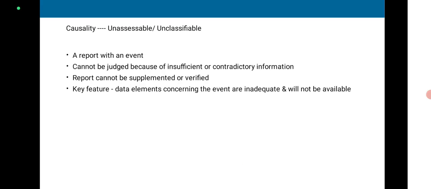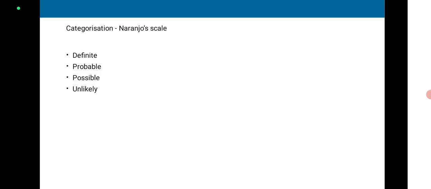The next causality is unassessable or unclassifiable. There is a report with an event which cannot be judged because of insufficient or contradictory information, and the report cannot be supplemented or verified. The key feature is that data elements concerning the event are inadequate and will not be available. This is the WHO scale. The next kind of categorization is the Naranjo scale.